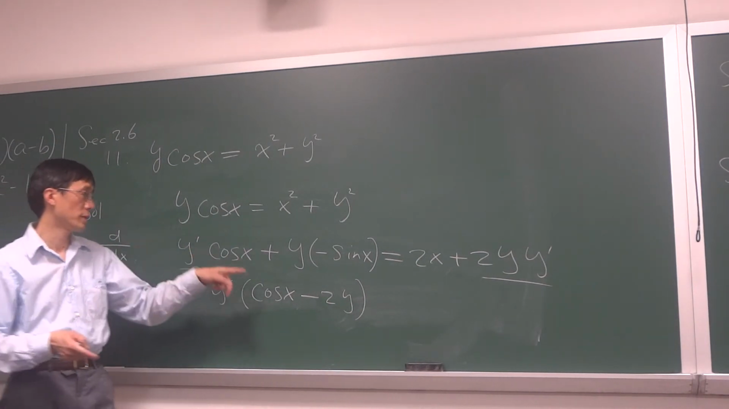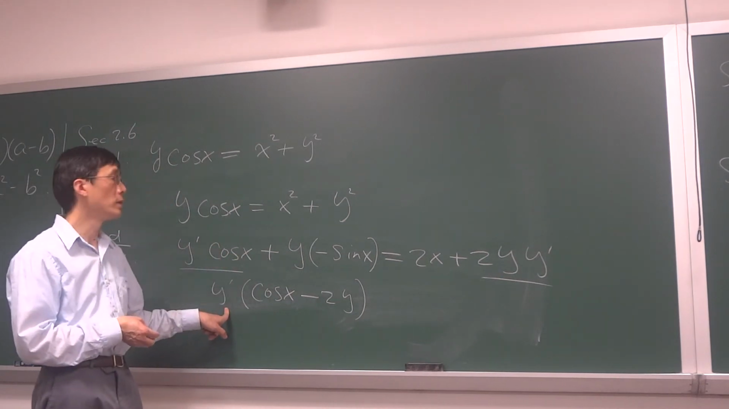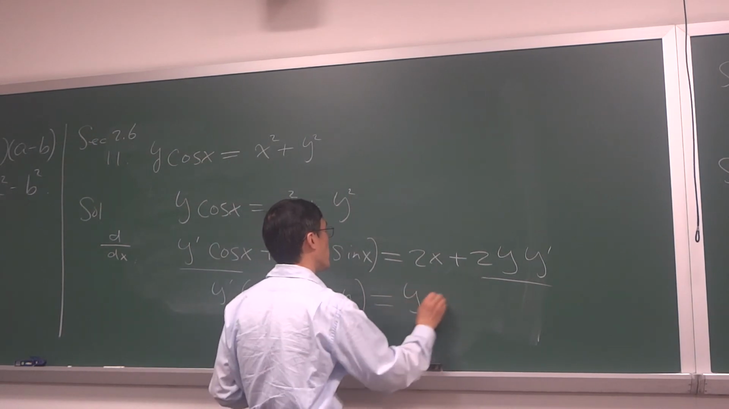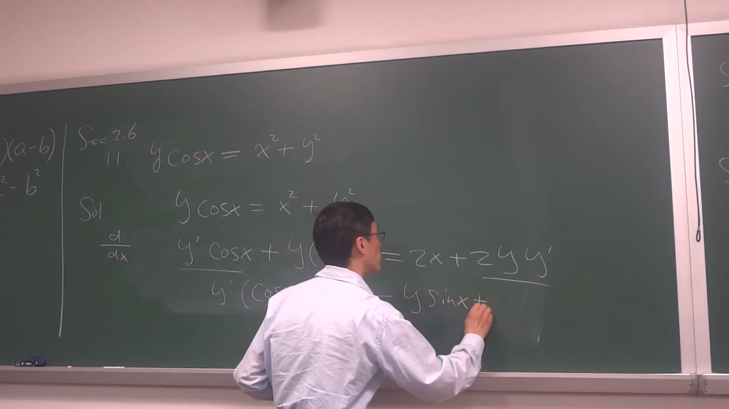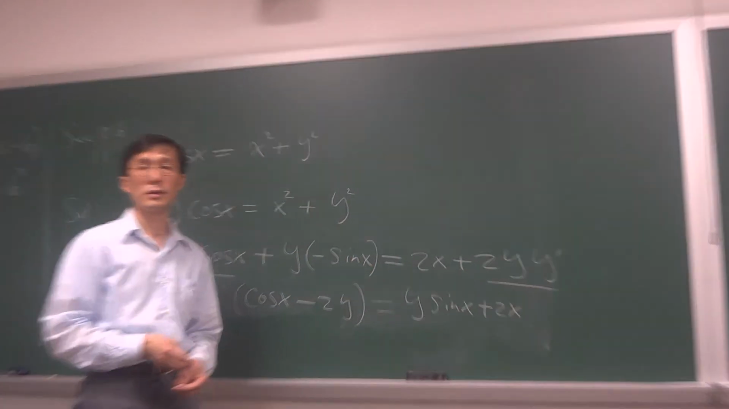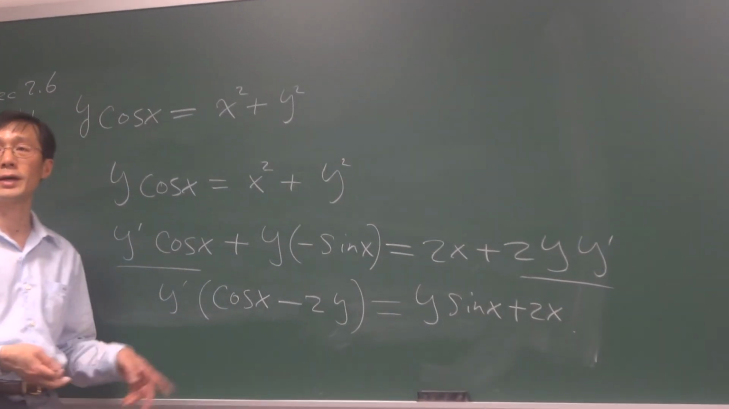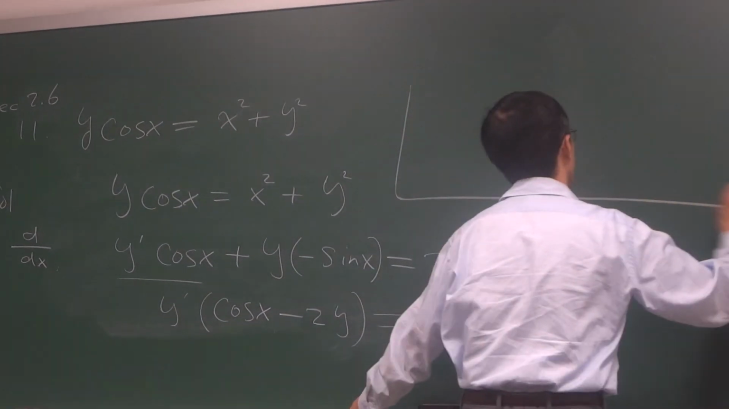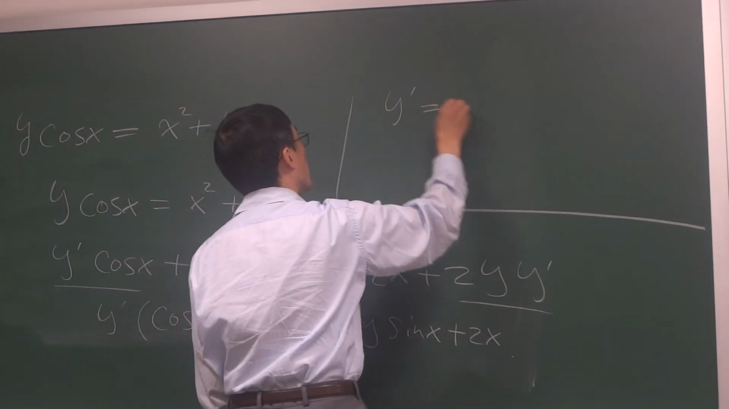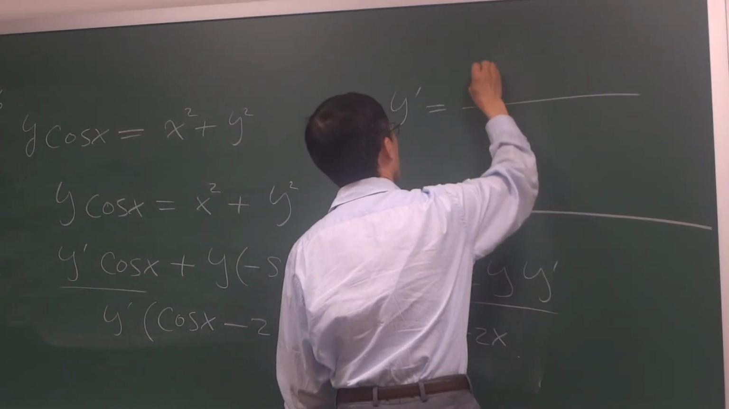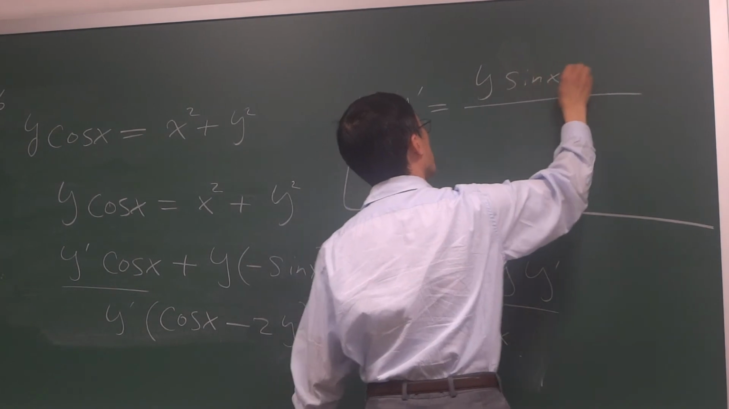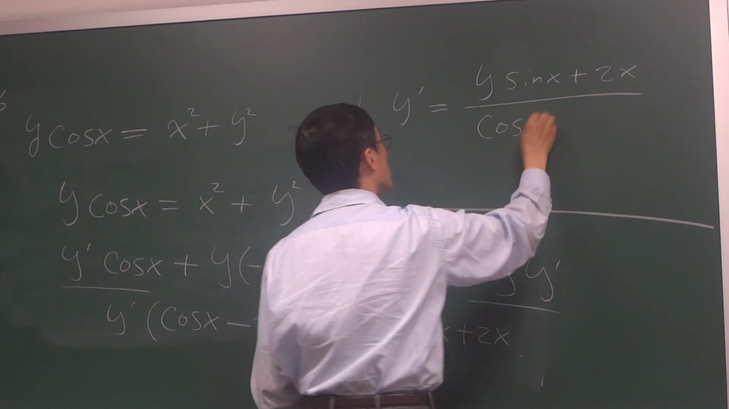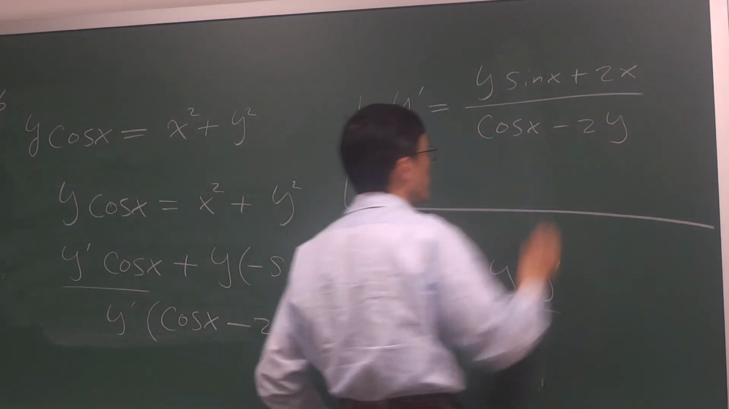Move those two terms together, take out a common factor, y prime. And then you move the other term to the other side, so we have y times sine x plus 2x. Then divide both sides by the coefficient of y prime, and you get the final answer. y prime equals y times sine x plus 2x on the top, and cosine x minus 2y on the bottom. That is your final answer.